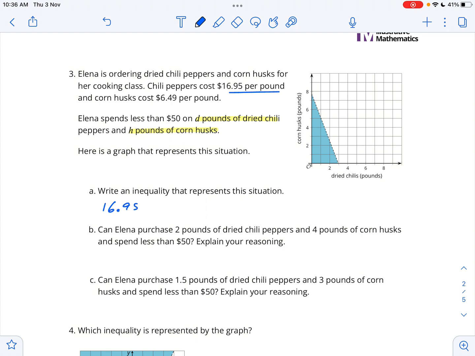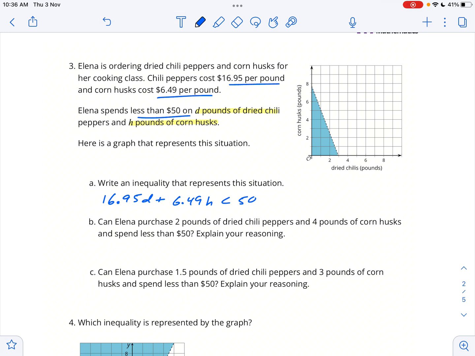We know chili costs $16.95 per pound, so 16.95D plus, it's 6.49 for the corn husks, so that's 6.49H, and we know that it needs to be less than $50. You notice on the graph they're using a dashed line because it's a less than, and we don't want to include the actual points on that boundary line.